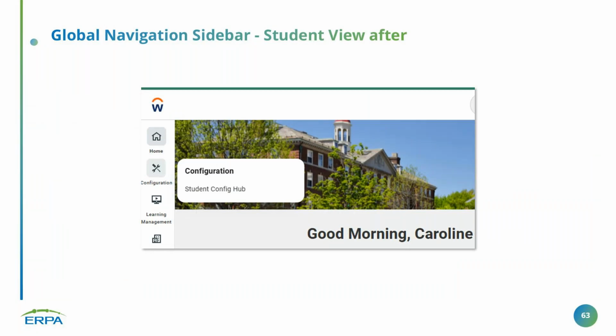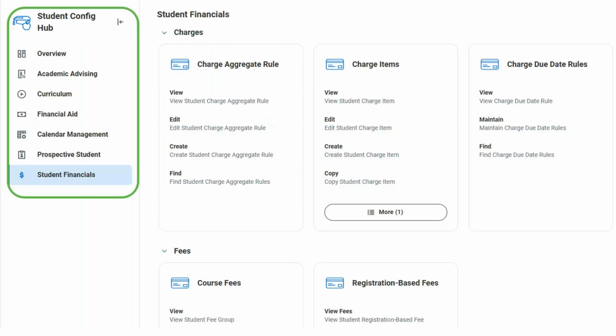This is from the global navigation sidebar. Again, I added it, so now I have a configuration option. I'm logged in as myself here into this tenant. I'm no longer a student. And I can see that I have a few things, including learning management, but I've now got this configuration option for Student Configuration Hub. If we go into the next screen, let's see what it looks like.